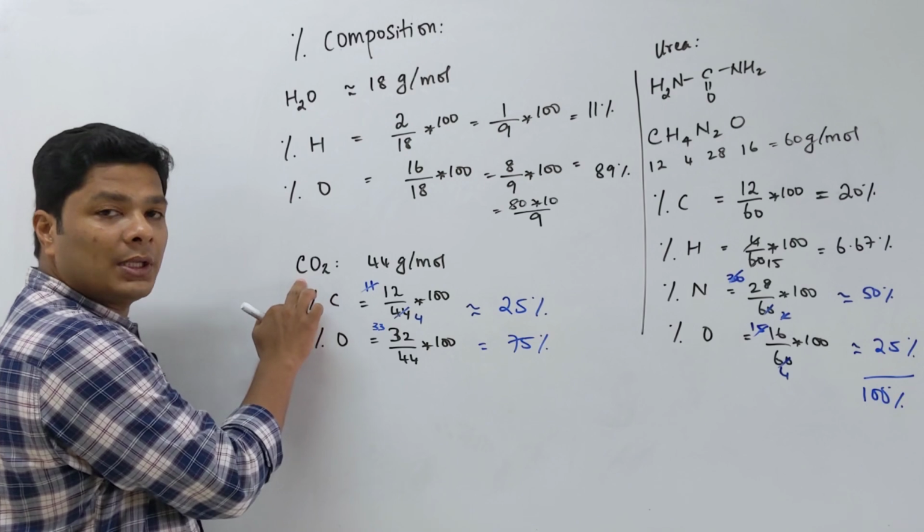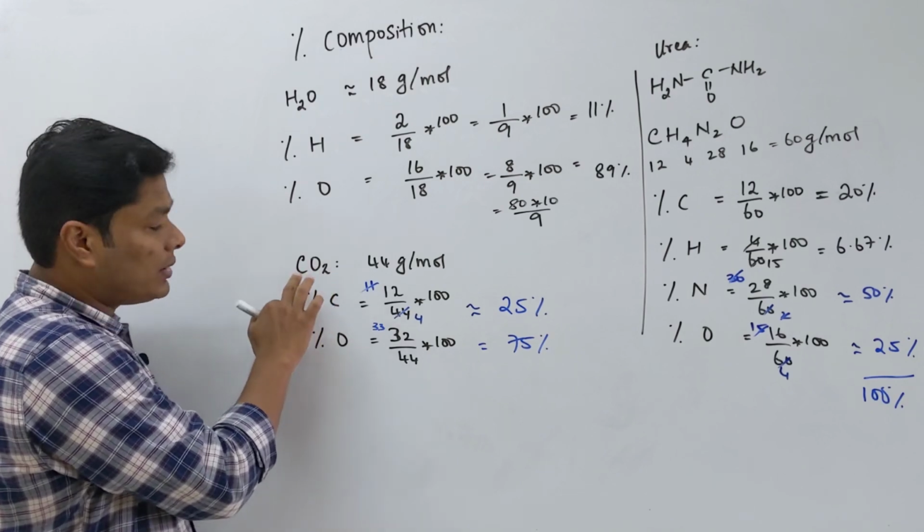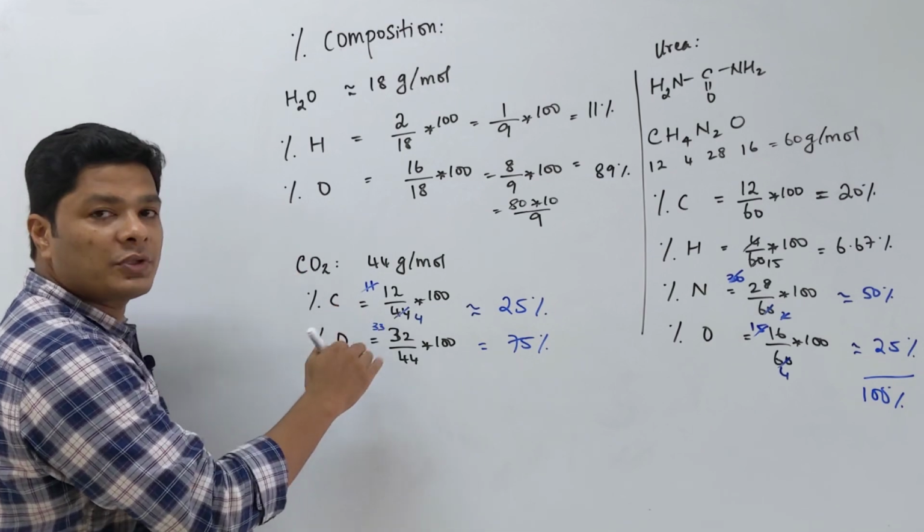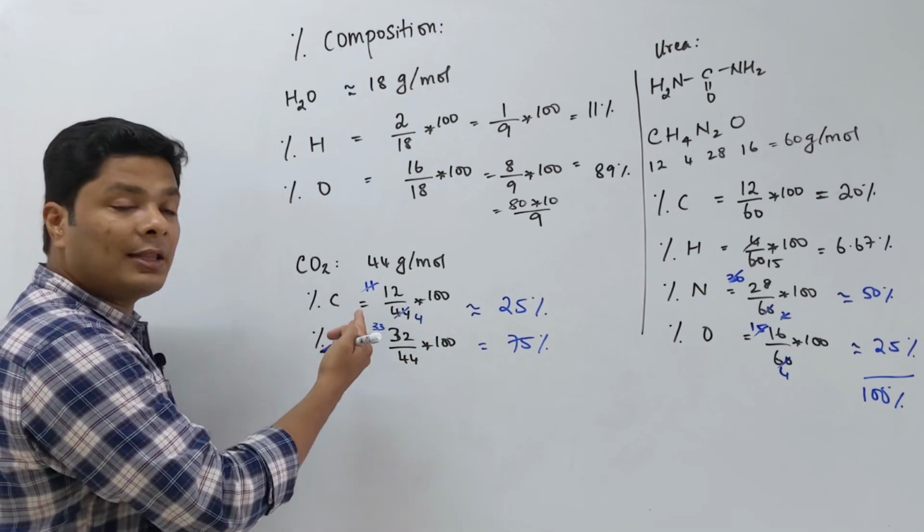3 moles, 1 mole is carbon, 2 moles oxygen. So 1/3 is the mole composition. But in general they will always ask you percent composition in terms of mass. Now there is nothing much to it.